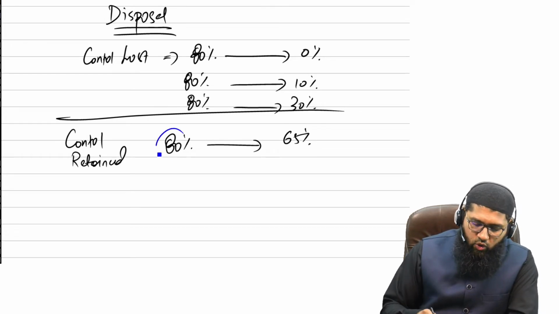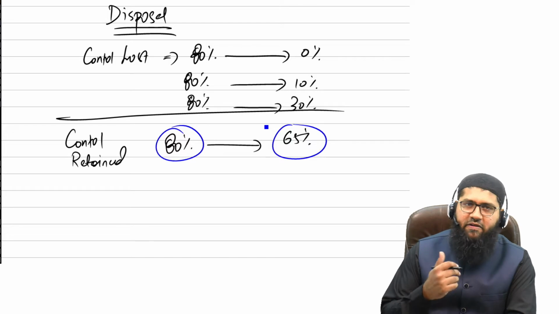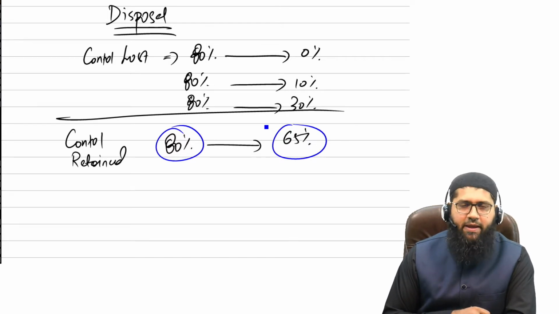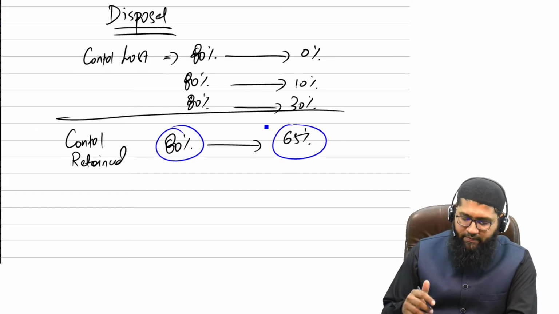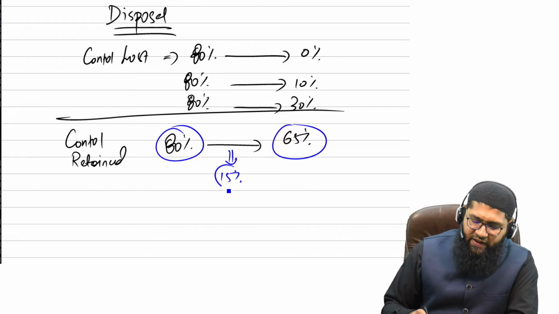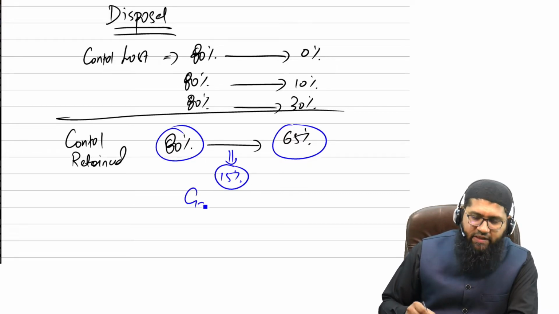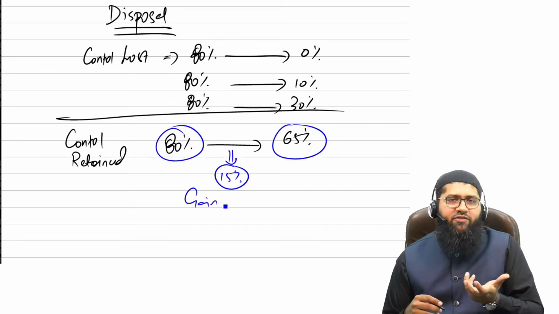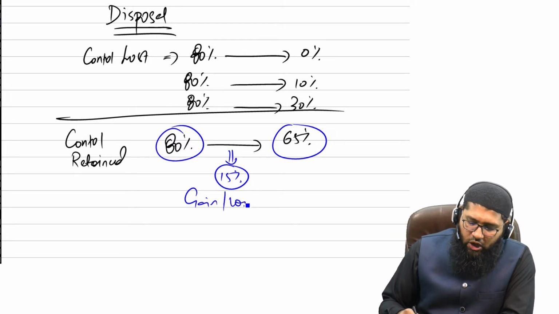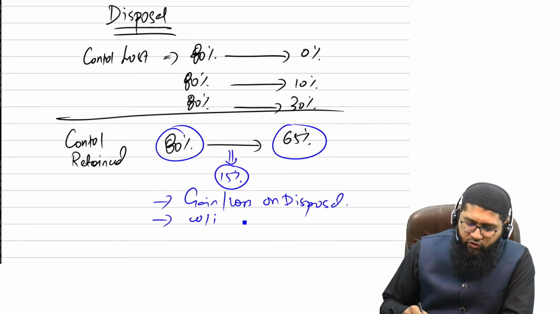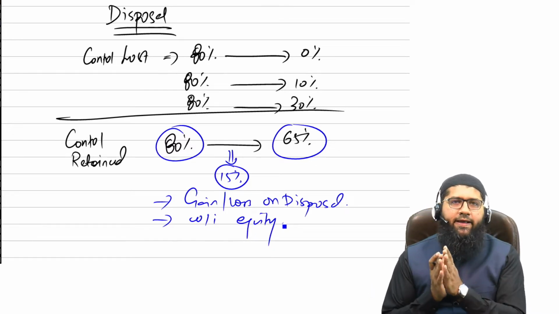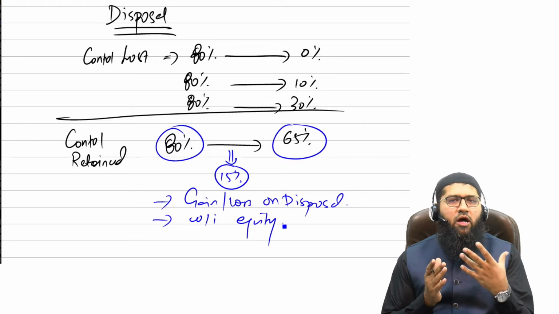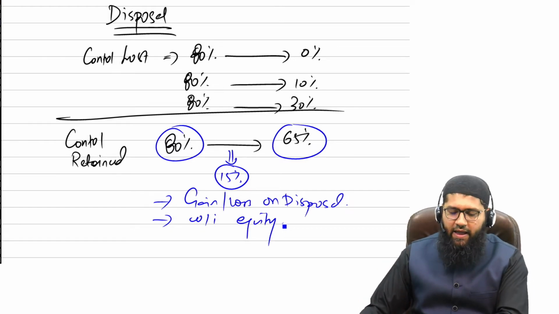What exactly are you going to do from this 80% to 65%? Try to understand this. If my shareholding is reduced from 80% to 65%, that means I have disposed of 15%. So again, this is an equity transaction. You're going to calculate the gain or loss on disposal, and this gain or loss on disposal is going to be recognized within the equity.